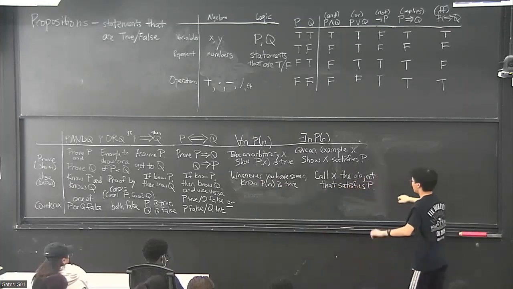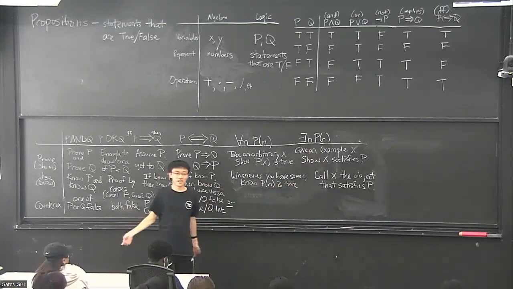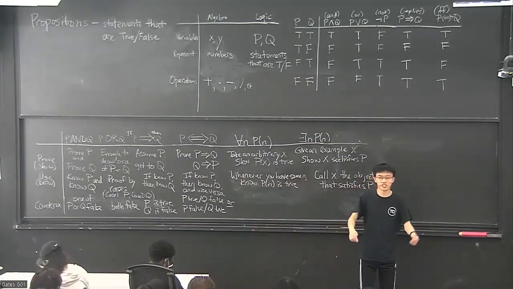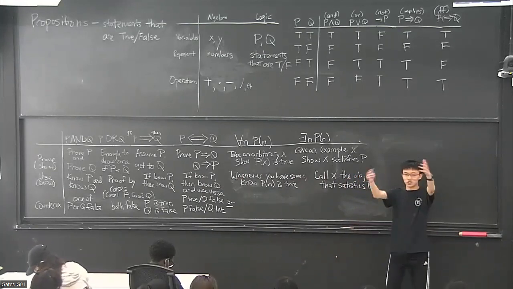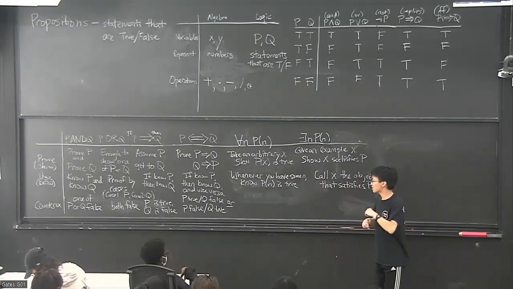What this does is, if you know there exists something that satisfies P, you can say: if I know there exists a student whose student ID ends with a 6, I can say call X the student whose student ID ends with a 6 and progress from there using X.